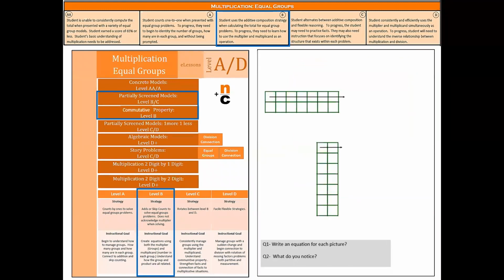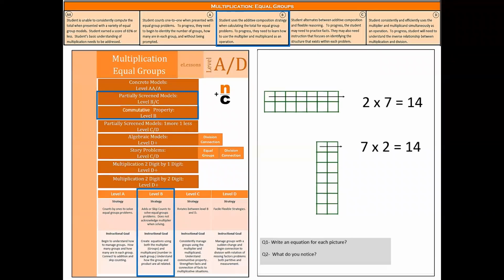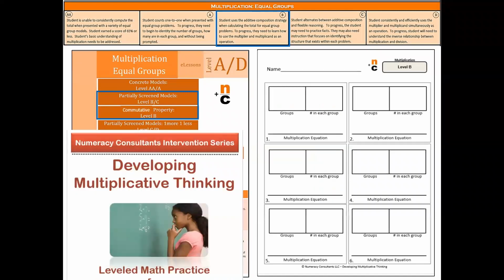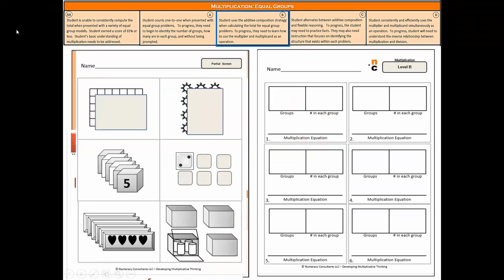And then the next thing would be, when you're working on the commutative property, this is a different set of lessons. You click on it, and it just says write an equation for each picture. What do you notice? And that's just an array that's been rotated, 2 times 7 and 7 times 2. And that is now working in the multiplicative thinking book. Again, level B has to do with groups, number in each group, and writing a multiplication equation. So when they go through and work in this book, it's all these screened arrays. And remember, when they're working the multiplicative thinking book, this is what they're doing with you.